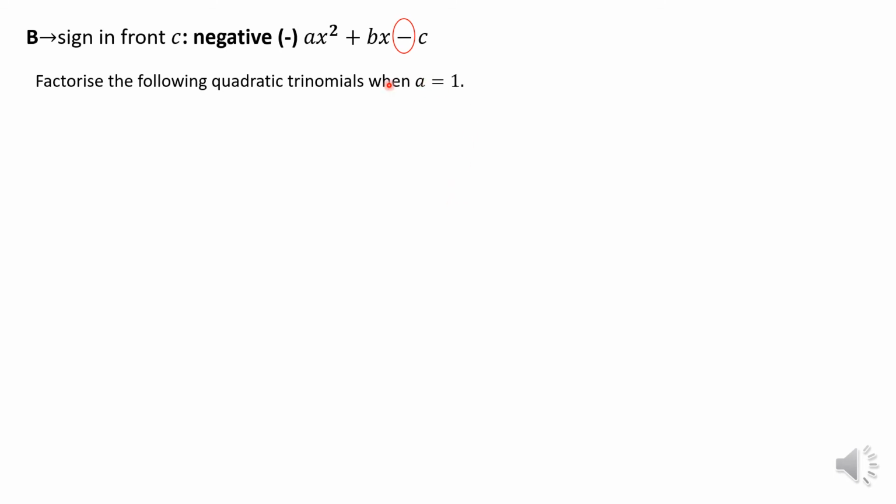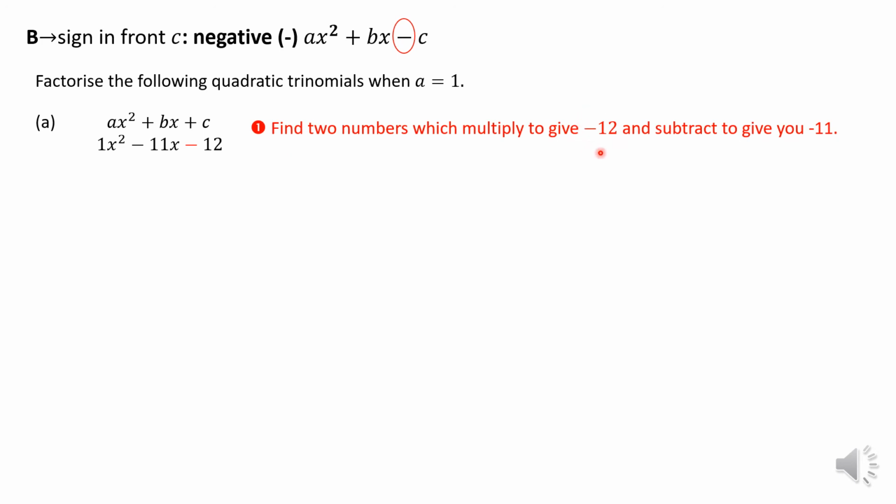So I'm going to do equations first where the value of a is equal to 1. So I have x squared minus 11x minus 12. See, I highlighted that minus 12, so you know. All right, so two numbers multiply to give you negative 12, and then you should add, but here you can say subtract. You can subtract to give you 11.